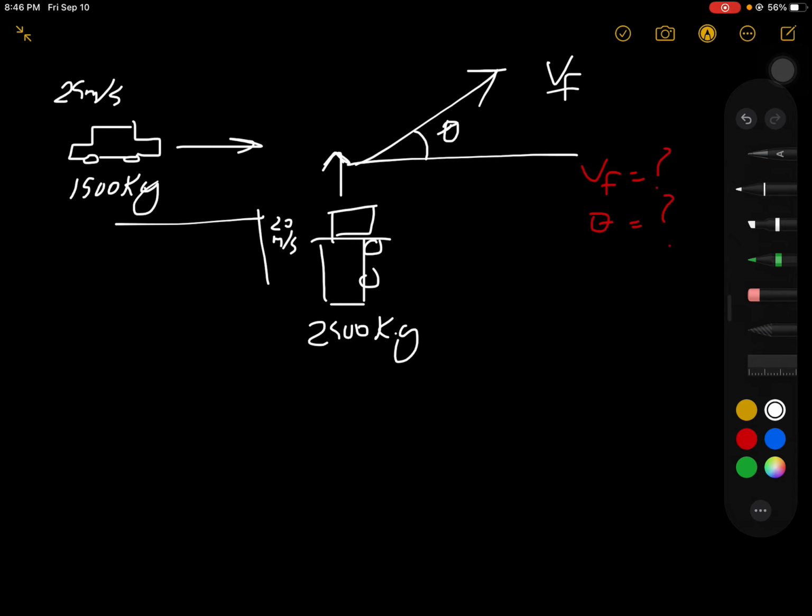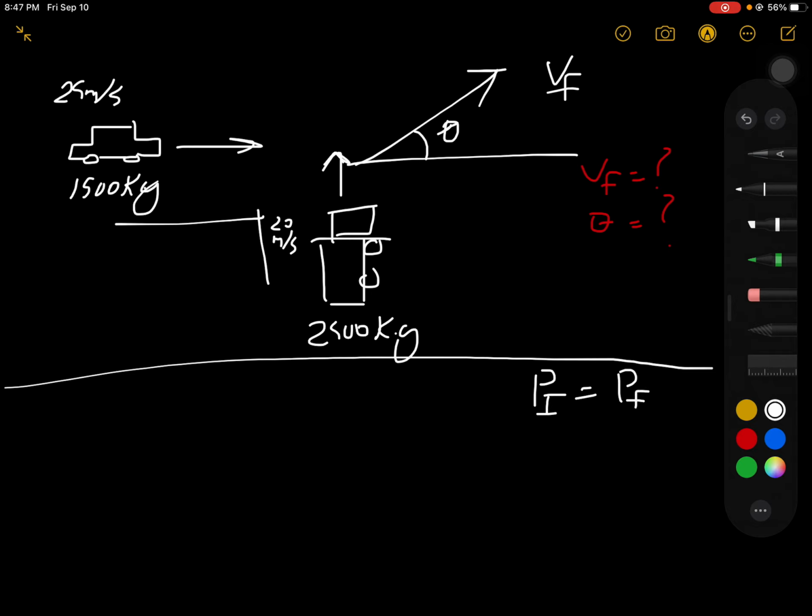Okay, as you know, to solve this, for the one dimension inelastic collision, or before that, as you know, the momentum before the collision equals the momentum after the collision, the final momentum. For that, the sum of momentum of the two vehicles before the collision equals the momentum after the collision. Okay, let's work on it.